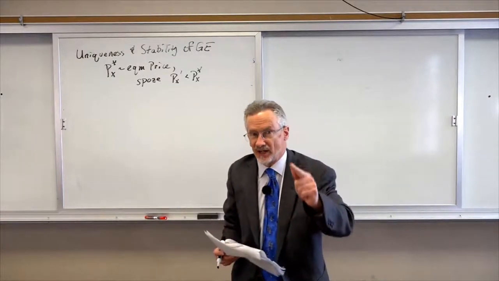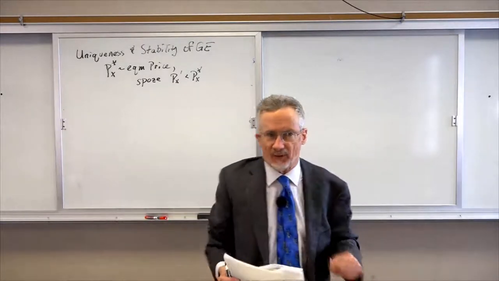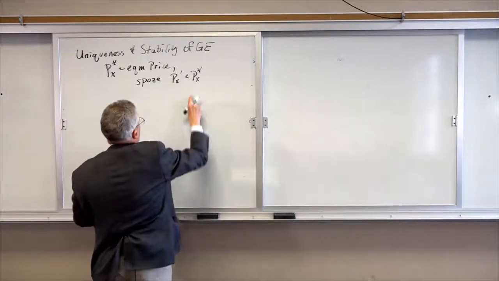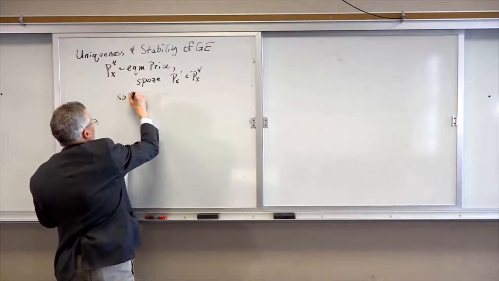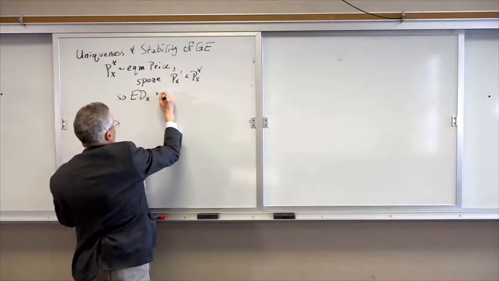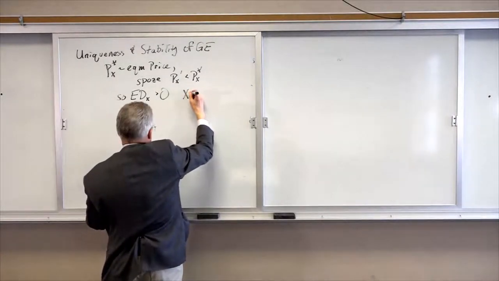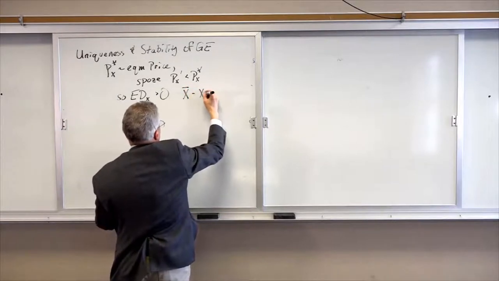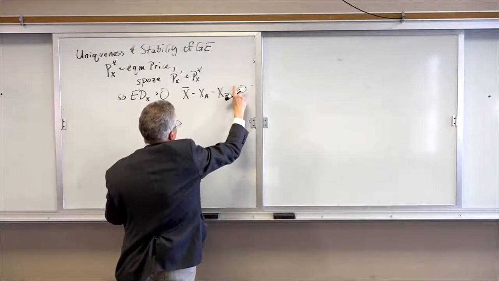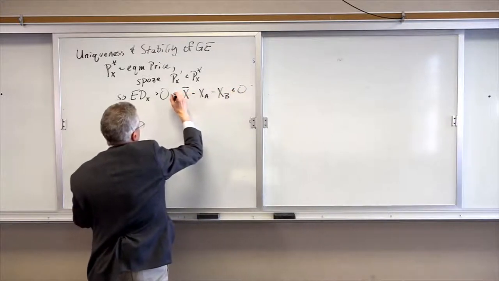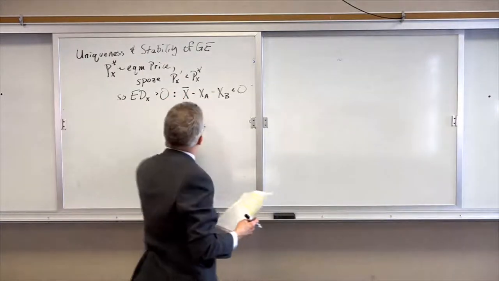Well, what does that mean? It means it's more attractive to buy the good and less attractive to sell the good than it would be at the equilibrium quantities. So buying is attractive, selling is less attractive, and therefore the excess demand for good X must be positive. People are trying to buy more and sell less. That is to say, where we left off last time, X bar minus XA minus XB is negative, it's less than zero. That's just a way of writing the same thing.